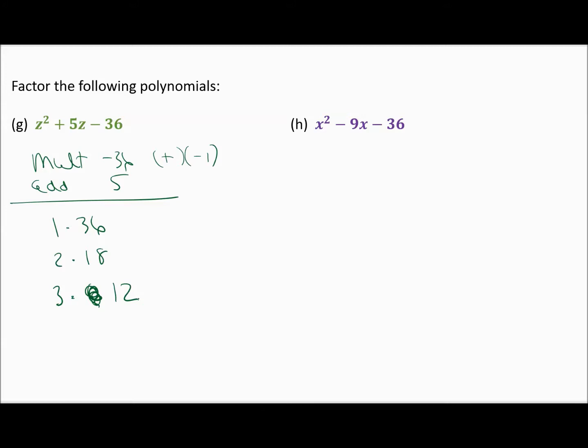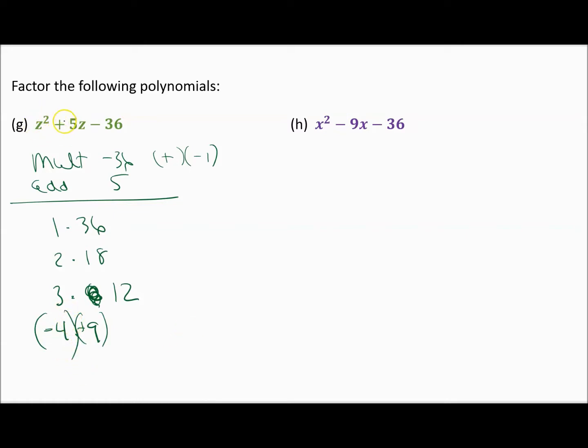And then 4 goes into 36, too, doesn't it? 4 times 9. Oh, that's looking like 5-ish stuff, right? Because if one's positive and one's negative, that means you actually subtract the numbers. And if I make it a positive 9 and a negative 4, that adds to be positive 5. So right there we have our answer.